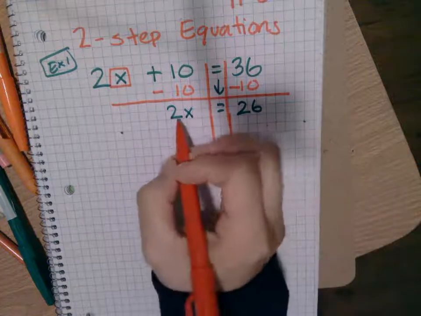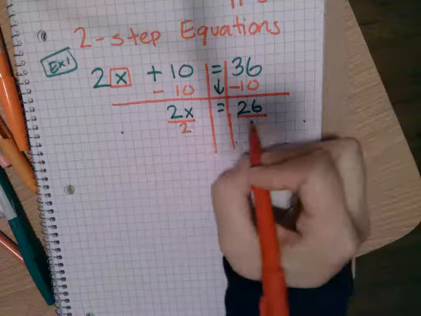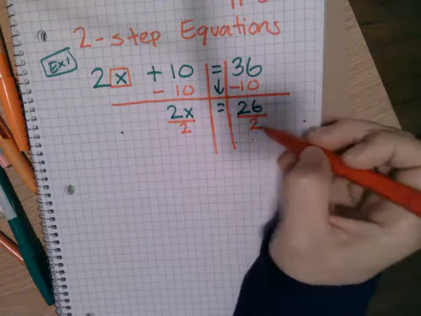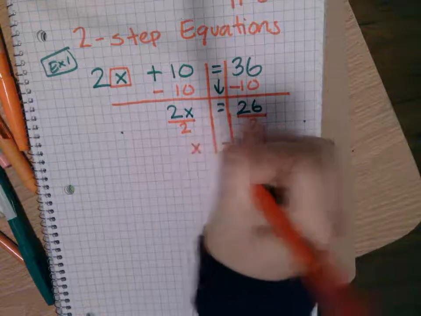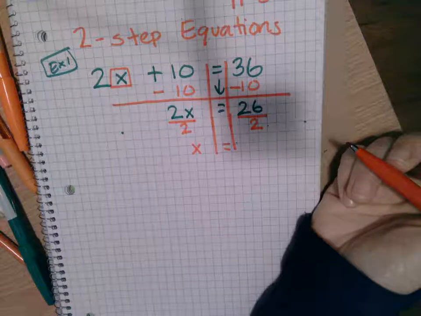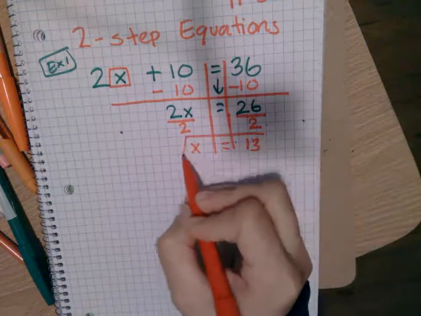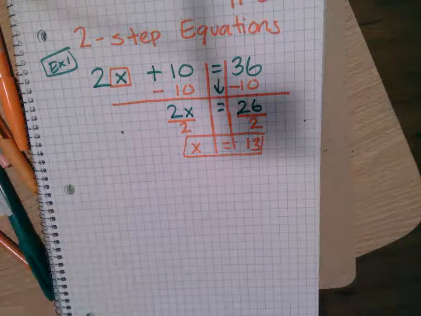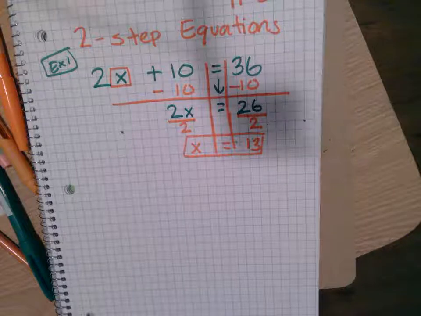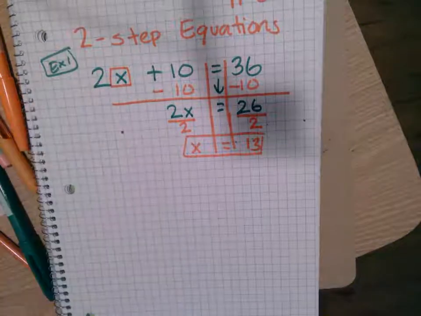Yes. Divide. So this is how you show divide. You put the line, put the number 2, put the number 2. So 2x divided by 2, 26 divided by 2. X equals, what's 26 divided by 2? 13. And that's our answer. X equals 13. How many steps did it take to solve for x? 2. 1, 2. That's why it's called a two-step equation.